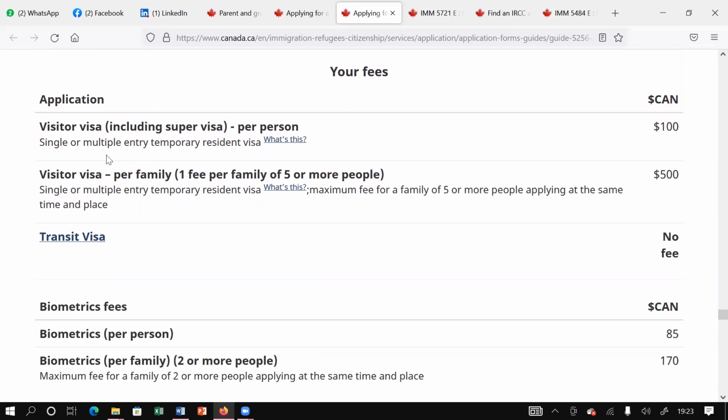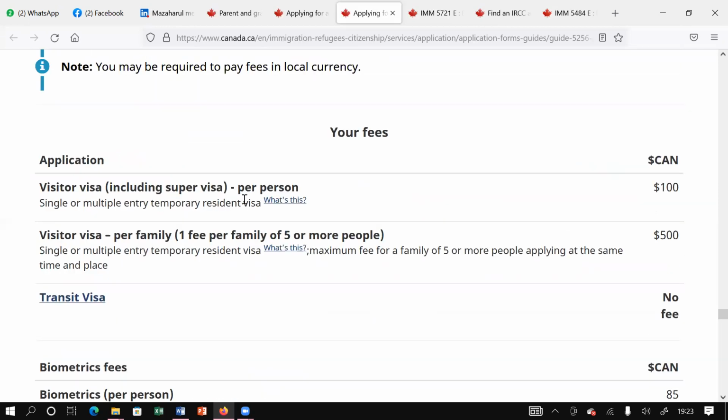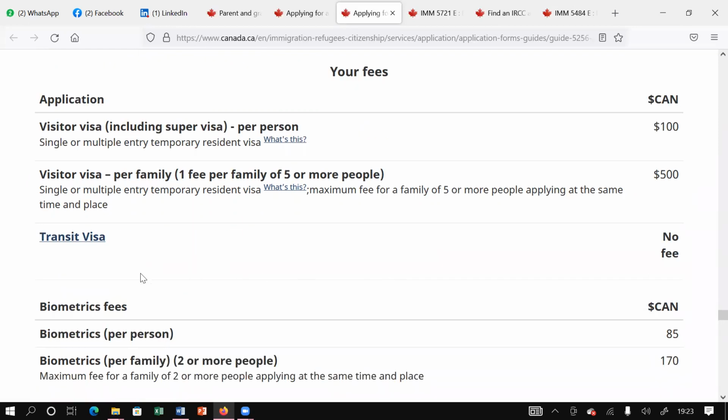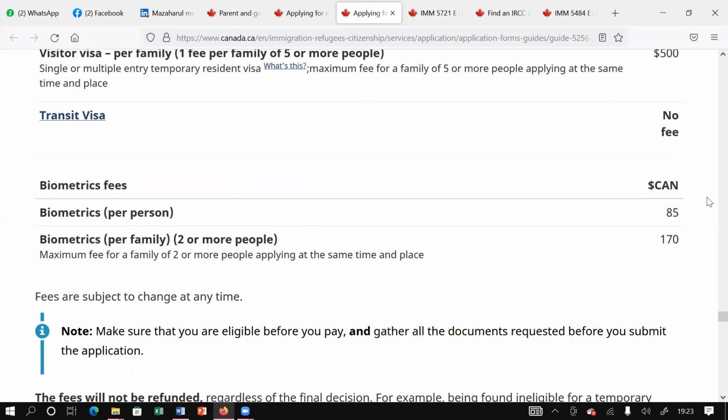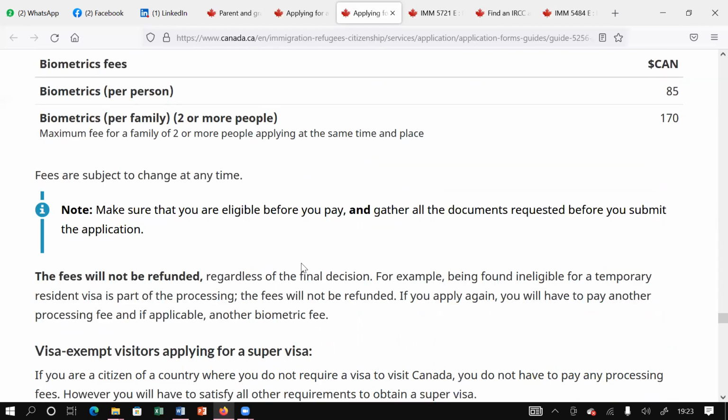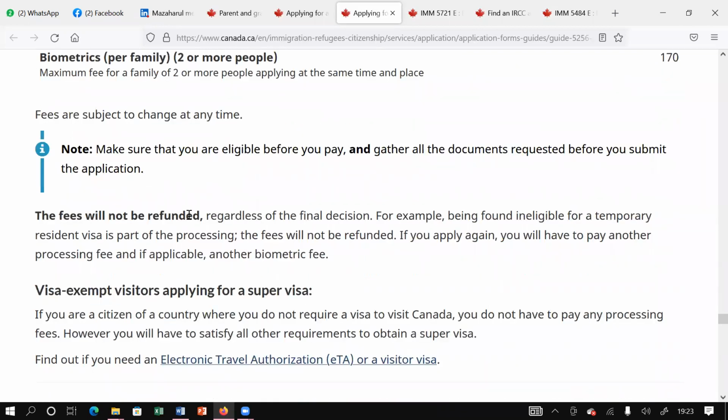Visitor visa, single or multiple entry temporary resident visa per person is 100 Canadian dollars. On the other hand, per family, one fee per family of 5 or more people is 500 CAD. So if you're 5 or more than 5, the fee will be 500 CADs. And transit visa, no fee. Biometric fees is per person 85, and per family of 2 or more people 170 CADs. The fees will not be refunded regardless of the final decision.